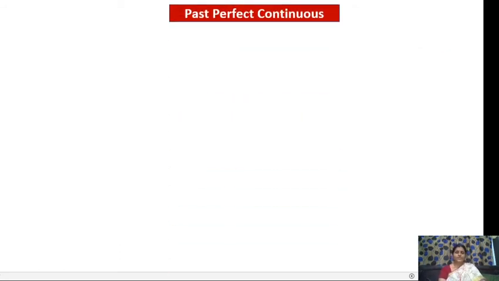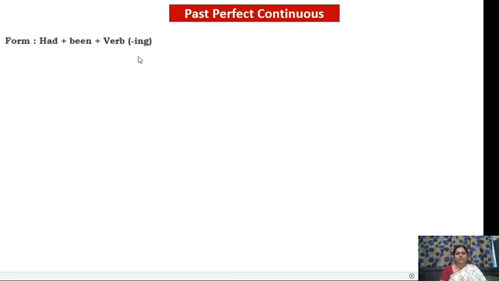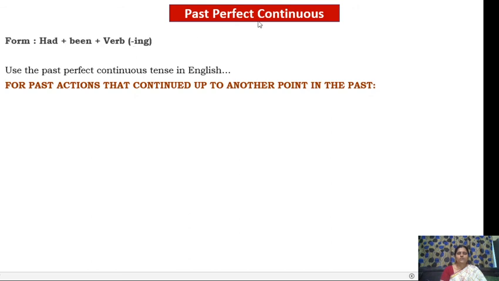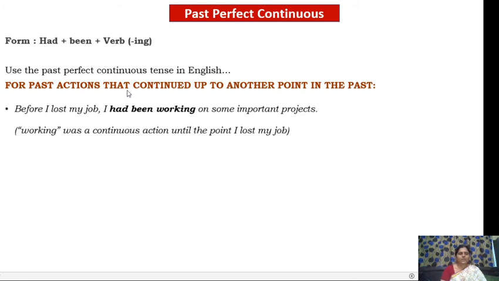The last form of this past tense is past perfect continuous. So what is the form of this? Had plus been plus verb in ing form. Had plus been plus verb in ing form. So we use this past perfect continuous to represent past actions that continued up to another point in the past. Let us see this. Before I lost my job, I had been working on some important projects.